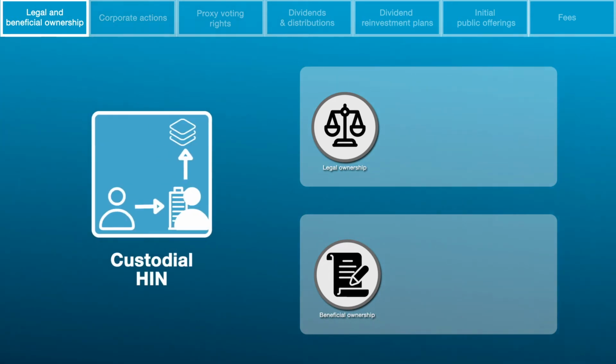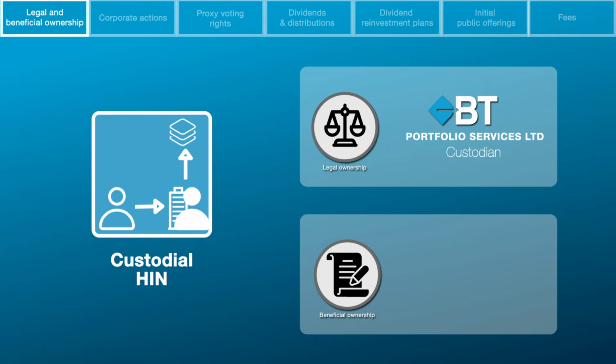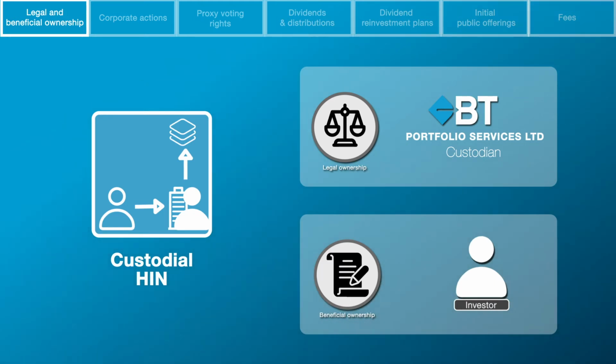For the custodial HIN option, the listed securities are legally held under an individual HIN in the name of the custodian, BT Portfolio Services Limited. Again, the client is the beneficial owner of these investments, and your client's account name is listed in the account designation field of the CHESS registration details.